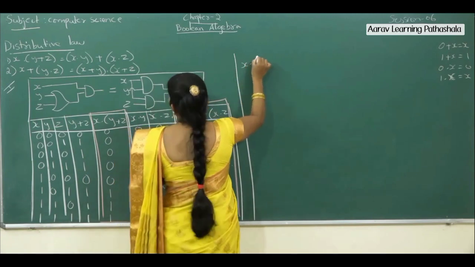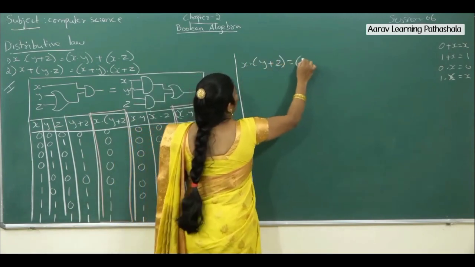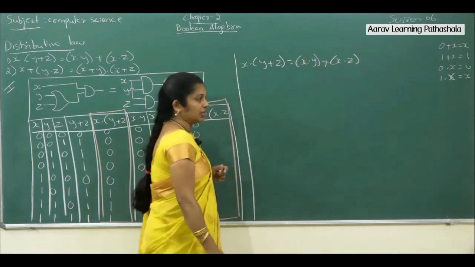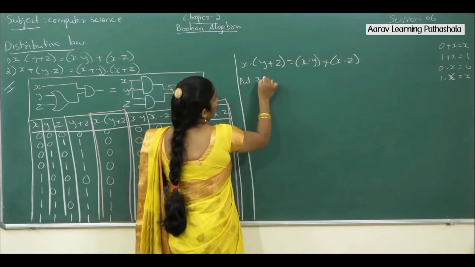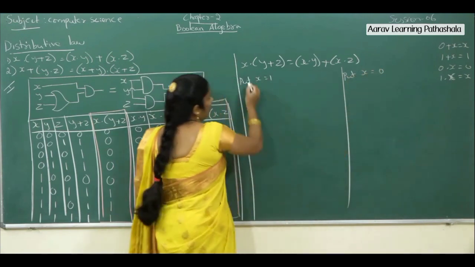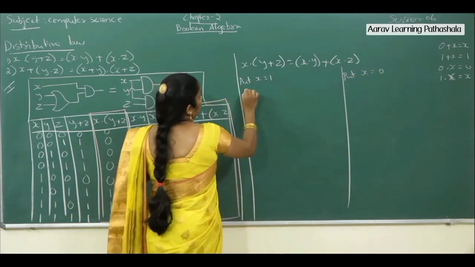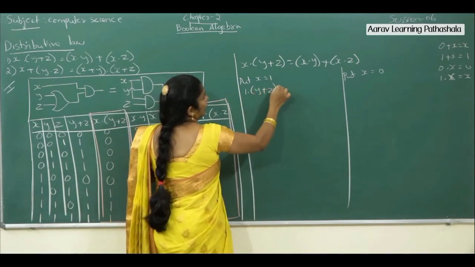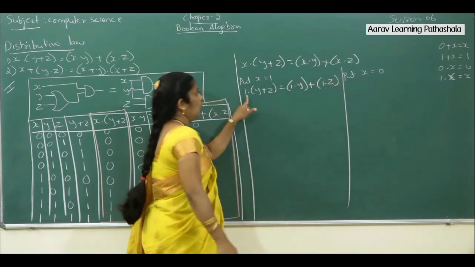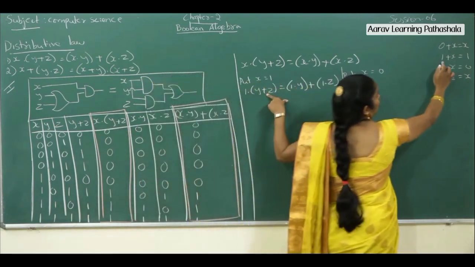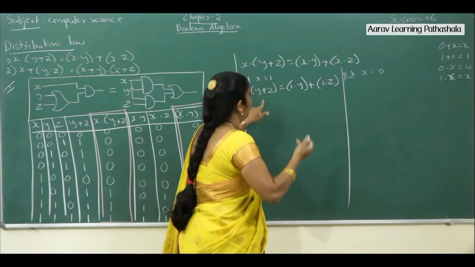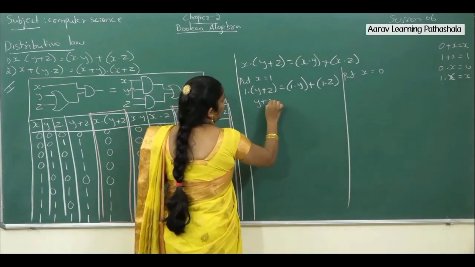The equation is x into (y plus z) equals x into y plus x into z. Now we will put x equals 1 one time, and another time x equals 0, and then we will solve. On the place of x, substitute 1: 1 into (y plus z) equals 1 into y plus 1 into z. By the law of multiplication, 1 into any number is nothing but that number itself, so 1 into x is x, and the output becomes y plus z.